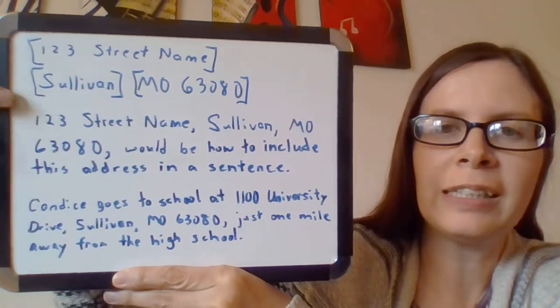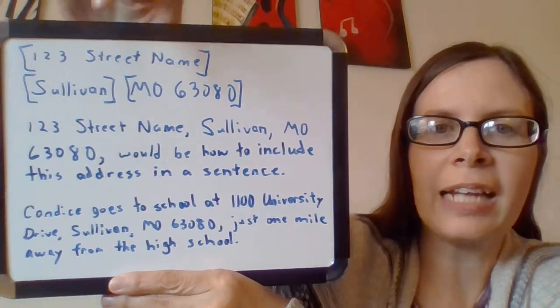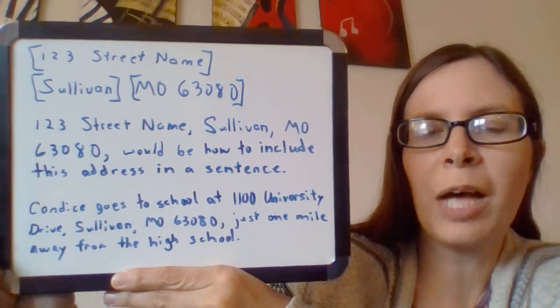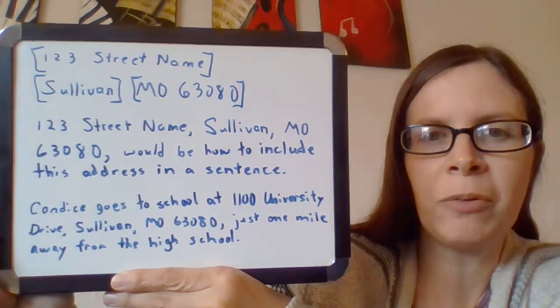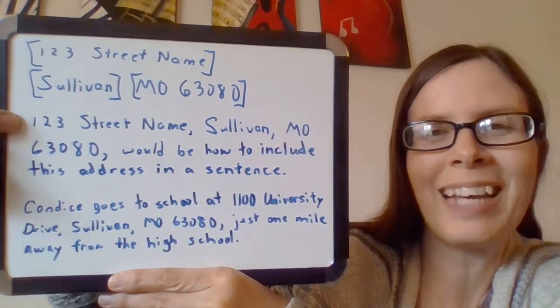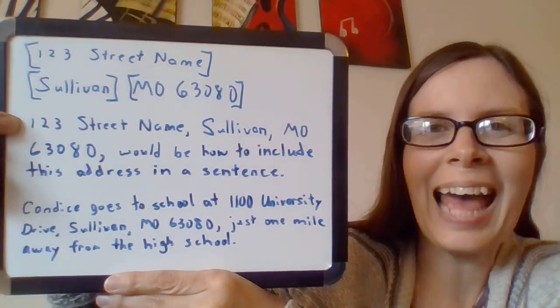The second chunk is the city. And then the last chunk is the state plus the zip code. You won't have a comma between the state plus the zip code, okay? So here's how this would look in a sentence. 123 street name. I'll pretend that's the name of the street. Now that gets a comma after it.